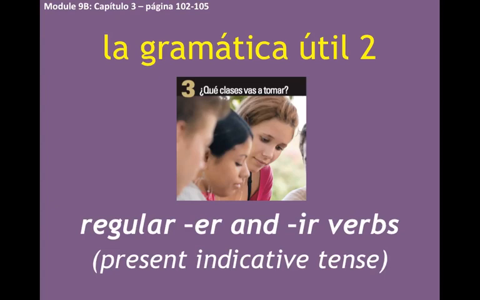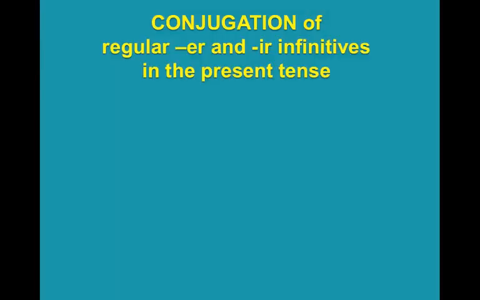Muy bien, moving on to the last sección de este module, which is la gramática útil 2, regular ER and IR verbs. And now you're going to be able to add these quickly to your knowledge because this is going to work in a very similar pattern to something you already know, AR verbs. Conjugation of regular ER and IR infinitives in the present tense. So remember, what's an infinitive? An infinitive is the to form of the verb. It's the form that you find in the dictionary. It's the form of the verb that ends in AR, ER, or IR, and it's the form that is not yet conjugated. So it's not changed to match a subject.